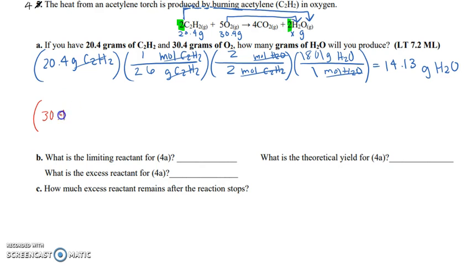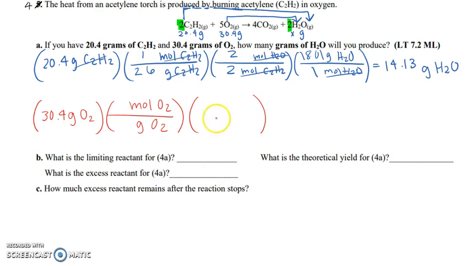Starting with 30.4 grams of O2. The only unit I have that I can cancel out right now is grams of O2, and grams of O2 can get turned into moles of O2. If I want moles of O2 to cancel, I'll stick it on the bottom. I can go from moles of one compound into moles of another. I'm trying to get into moles of H2O. And once I'm in moles of H2O, I want to turn it into grams of H2O.